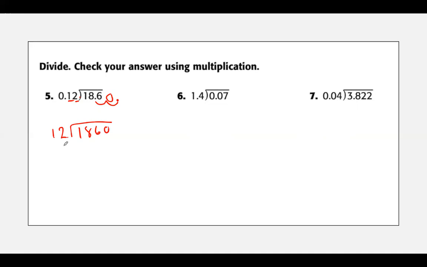So how many times does 12 go into 18? 1 time. I'm going to put a decimal point here just in case we need it later. Okay, 1 times 12 is 12.